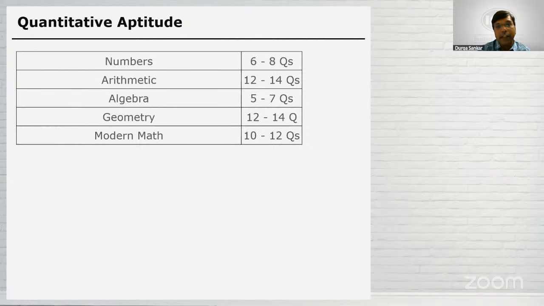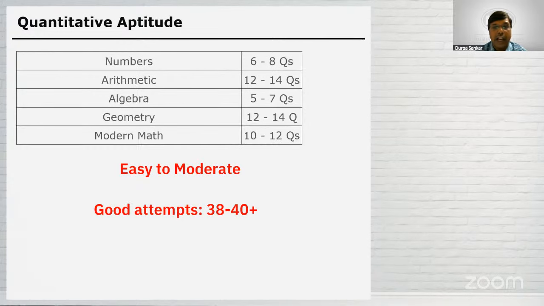So considering the type of questions, the level of difficulty, and the feedback we have received from various students, we would like to categorize the level of difficulty of the quantitative aptitude section as easy to moderate. And considering the same feedback, we predict a good number of attempts in this particular section to be around 38 to 40 plus.